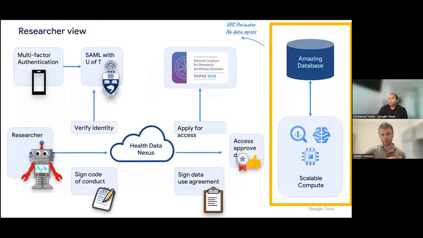So the first step is really that we credential the researchers. None of our data sets are open data at all. They all require registered access. So the first step is that you need to verify that you're an individual, that you're not a robot, essentially. Our mechanism of doing this is to authenticate with some trusted institute. In this case, we're starting off with the University of Toronto.